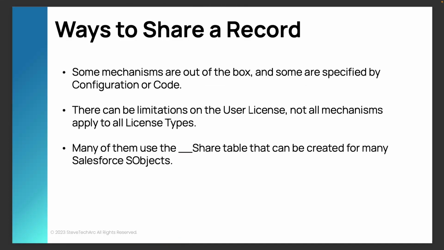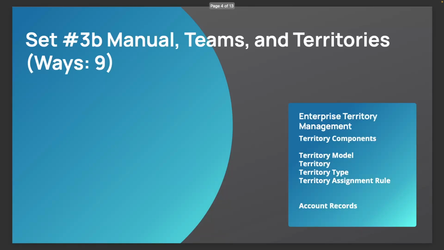Some of the mechanisms are out of the box, and some of them are with configuration or code. Some of them are affected by user licenses, and we're going to be focusing on the ones that use the automatic share table created from any of the objects. In the set of possibilities, we're on set 3B, and we previously talked about manual sharing and teams. Today we're talking about territories, specifically enterprise territory management.